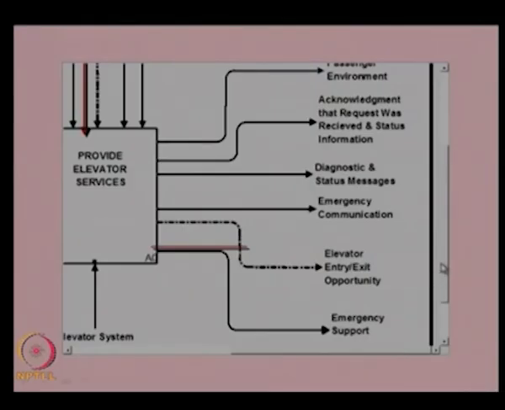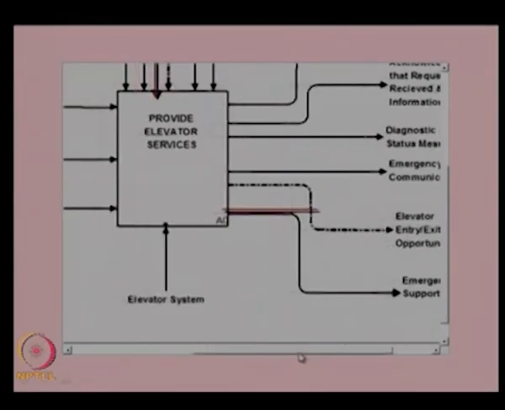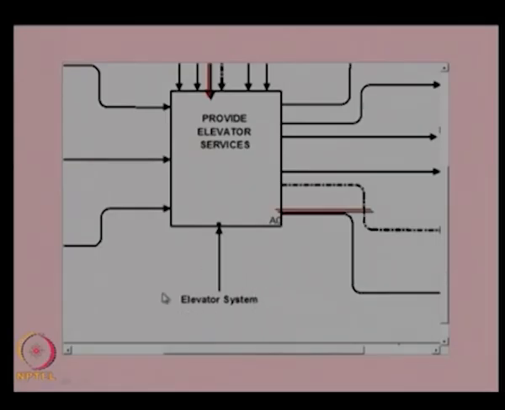then emergency support in emergency situations, like supporting the passengers in the case of an emergency by opening the doors or going to the next level wherever the access is available. So these are the outputs coming from the system. As you can see here, the elevator system is the main mechanical system which actually provides elevator services. So here the elevator system is converting all these inputs to outputs.